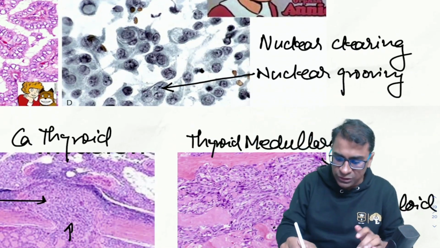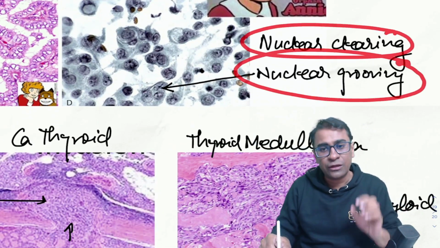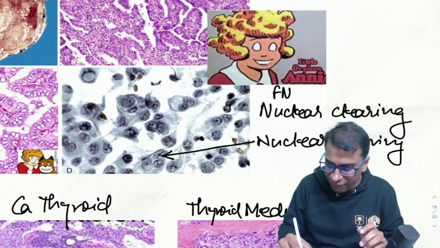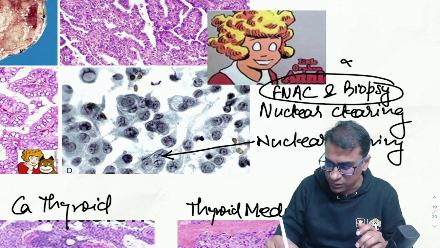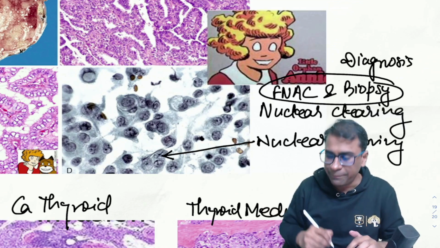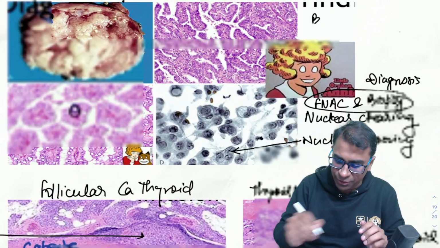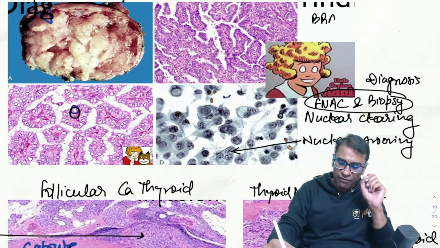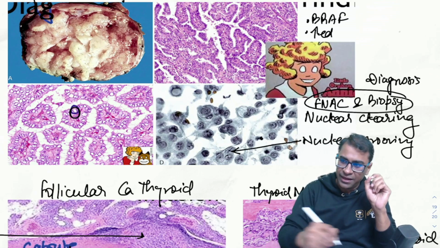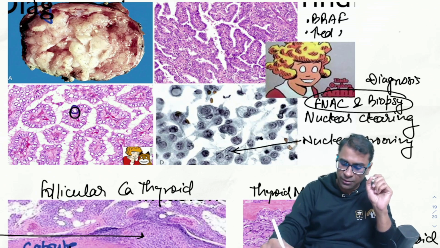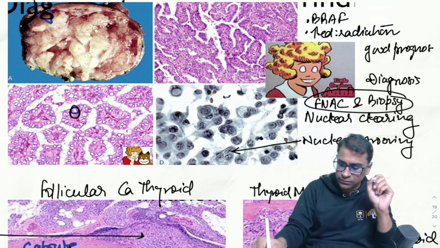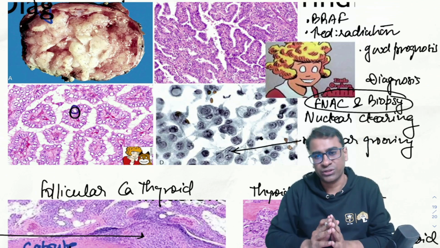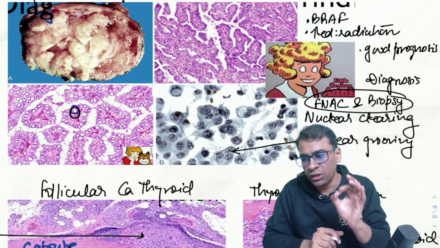So findings would be nuclear clearing and nuclear grooving. These two findings can be seen even on FNAC. So FNAC and biopsy, both of these are diagnostic. In a case of papillary carcinoma, they have BRAF mutation. Remember, these have BRAF mutation, and they have increased risk in case of radiation therapy. And they have ultimately good prognosis. Okay, papillary carcinoma has BRAF mutation and good prognosis.